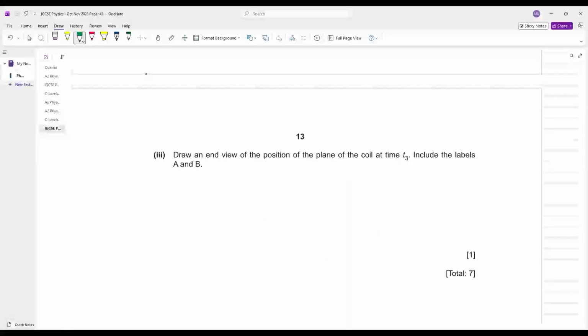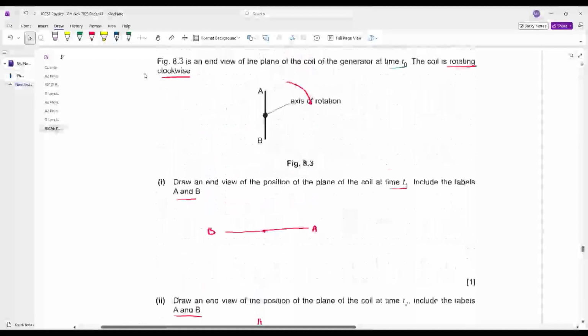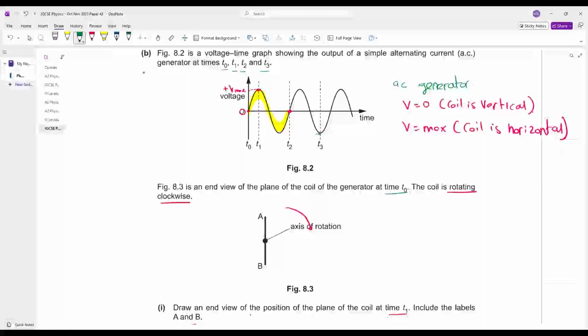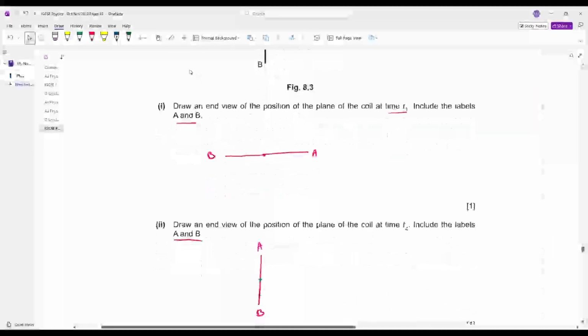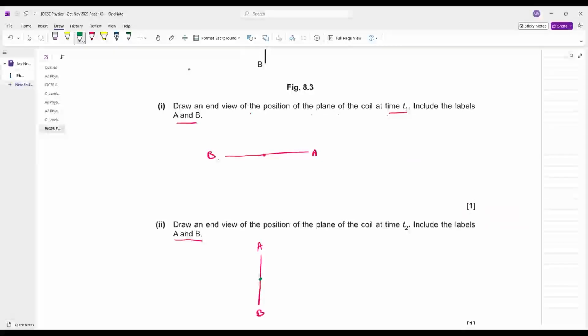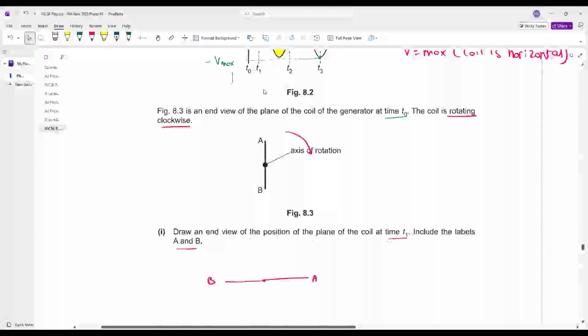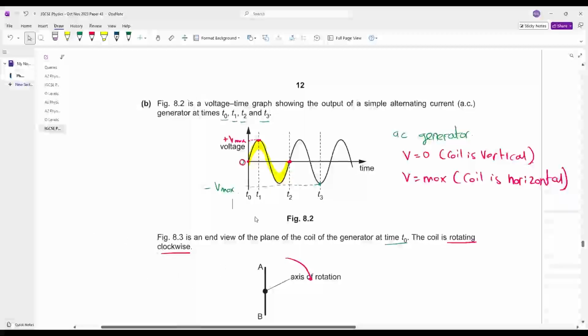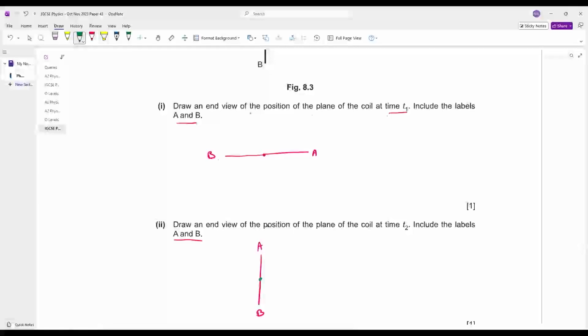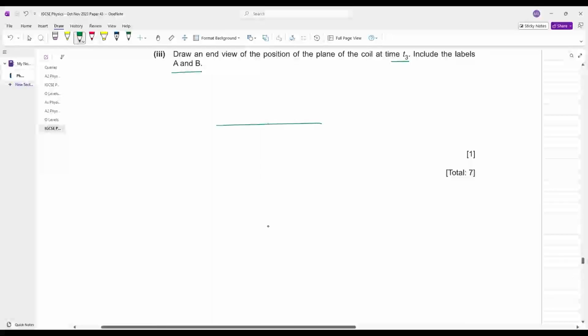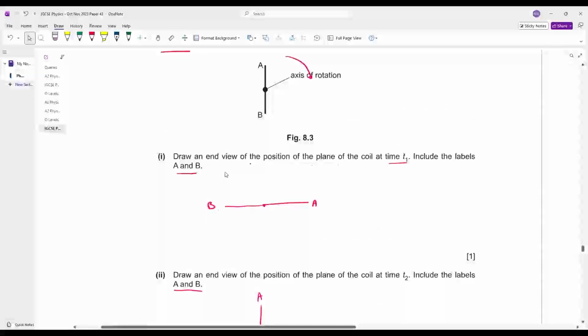Draw an end view of the position of the plane of the coil at time t3. Include the labels A and B. What is happening at time t3? You have maximum negative voltage. So you will have the coil in the horizontal position because the voltage is at maximum, but the labels will flip because the voltage is negative. Since it is maximum negative, these will flip. A comes on the left side, B comes on the right side. Somewhat like this. A on the left side, B on the right side. That's it for part one.